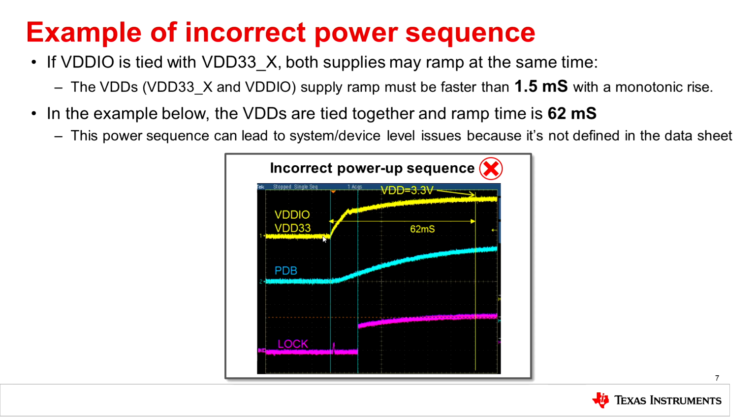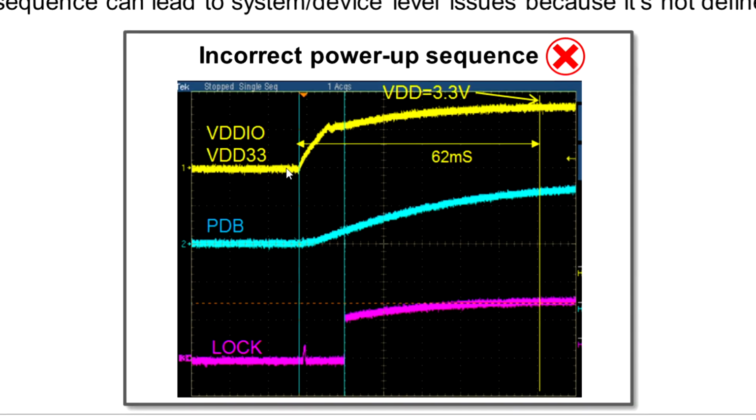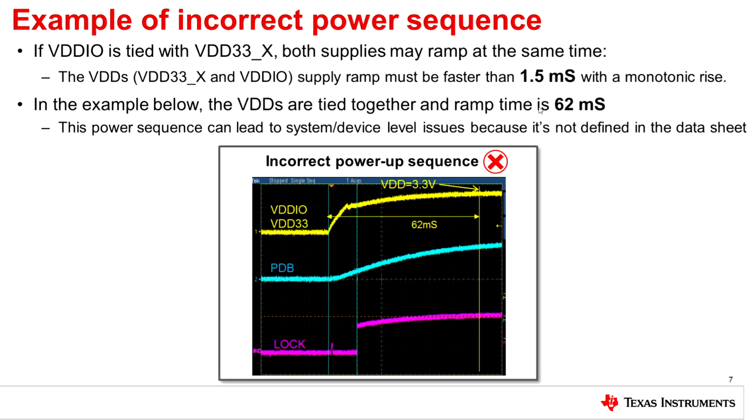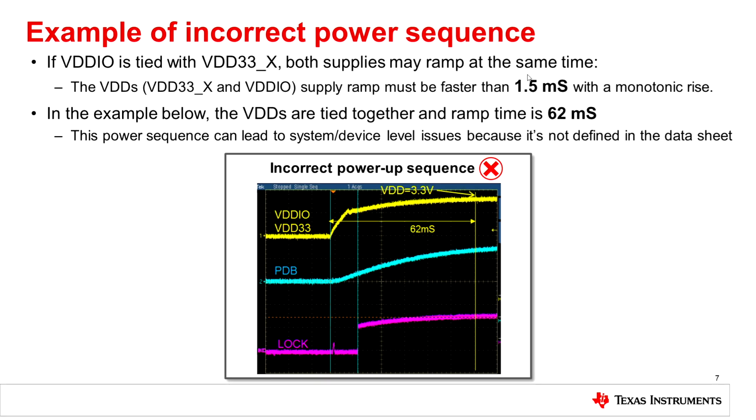This slide shows another incorrect power-up sequence. As you can see, they have both VDDs tied together. However, the ramp time is incorrect. The datasheet specifies that the ramp time should be faster than 1.5 milliseconds. In this power-up sequence, they have it longer, which means by the time the VDDs reach stability, your PDB is already enabled. This can cause abnormal issues in your device and system level, so please follow the power-up sequence provided in the datasheet.